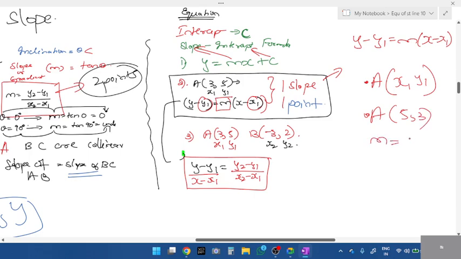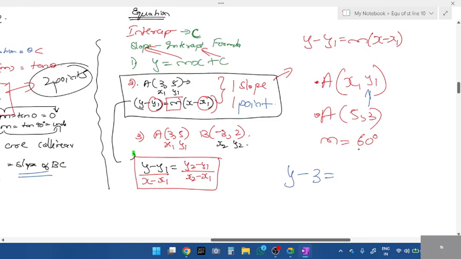M is equal to 60 degrees. Tell me the answer. What's the answer, students? All of you respond. How do you solve this? When one point and tan is given, y minus what is y1? 3 is equal to what is tan 60? No, no, not 1 by root 3. That is tan 30. Yes, root 3. Don't write 60, students. You can't take 60 degrees. It should always be in numbers.